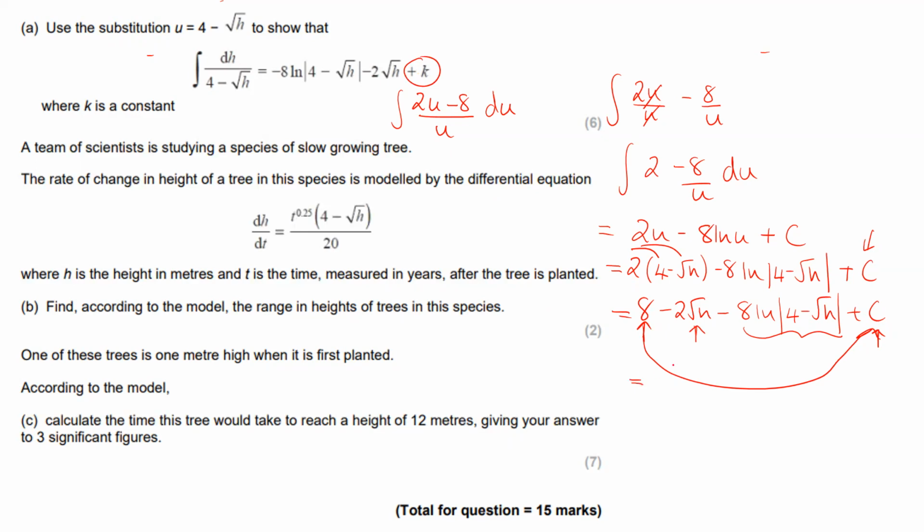So this is going to be, writing it in the order that they're asking us in the question, minus 8 ln of 4 minus root h, minus 2 root h plus k, where k is some other constant that joins the constant we've got from integration with the 8. Which doesn't seem quite mathsy, but that's what we've got to do to get where we're going. It doesn't seem right that you just bung things together when we've got an 8 there, but we just put all the constants together.